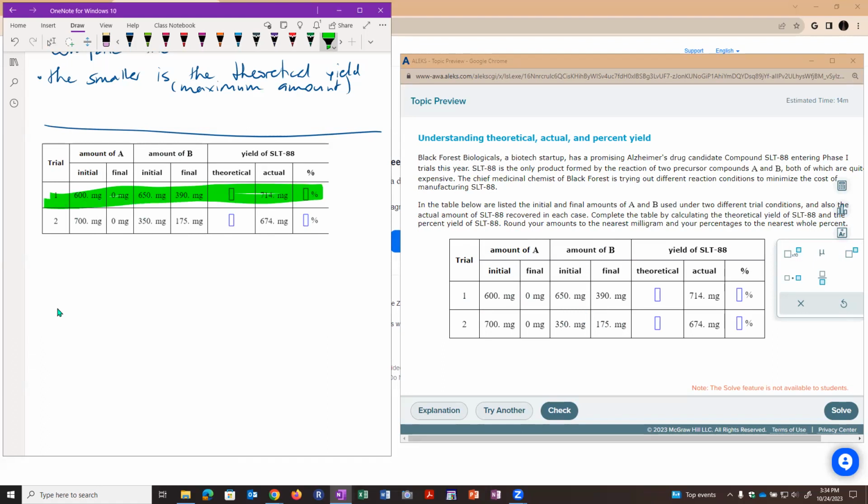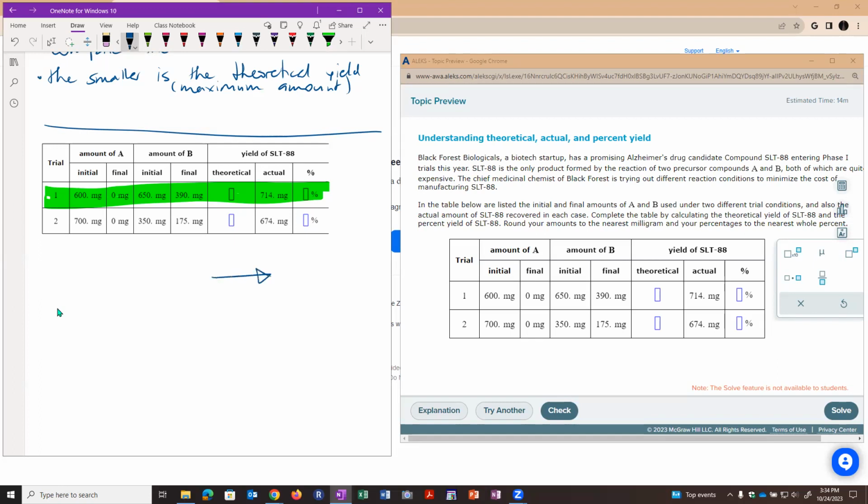All right, so the first trial, we start off with 600 milligrams of A and 650 milligrams of B. And after we react them together, at the end, we have none of A left over, and we have 390 milligrams of B left over. So we need to figure out, based on that, what the theoretical amount of SLT88 is going to be. So let's write in a basic equation that represents this reaction.